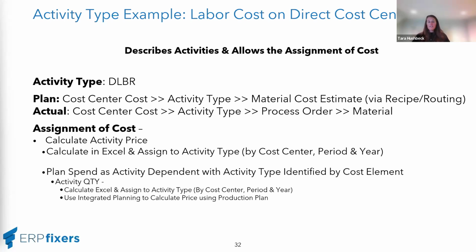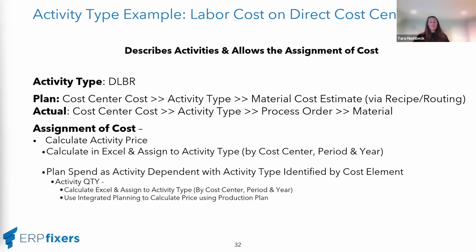So one way to let SAP calculate that activity price for us is to plan your spend as activity dependent, and then identify your activity type by cost element on your plan spend. And that gets you your planned spend amount by activity type for your direct cost center. Now, remember, we're on a direct cost center here when we're planning spend activity dependent by activity type. And then you have the next bucket, activity quantity.